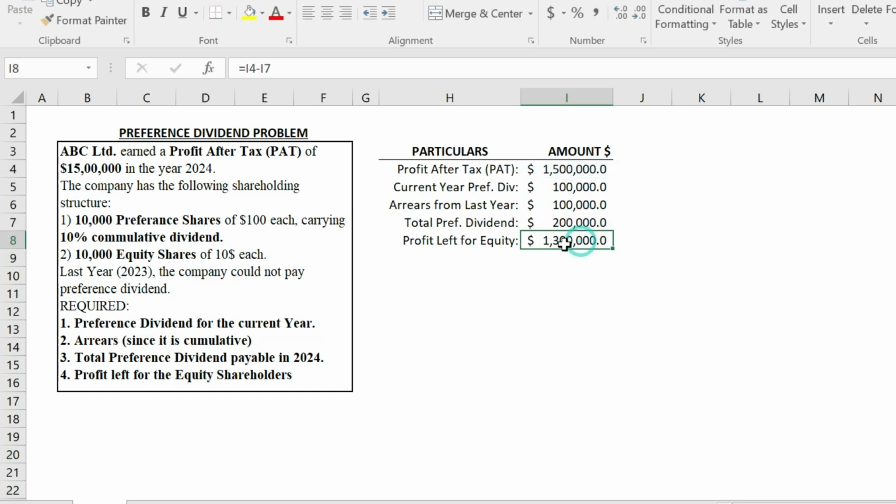So this is our profit left for the equity shareholders, but the preference dividends are always the priority. The preference shareholders get their fixed 200,000 first, and the balance 13,000 belongs to the equity shareholders. This is the beauty of the preference dividend. It's because of safety first. Hopefully you have understood this problem.